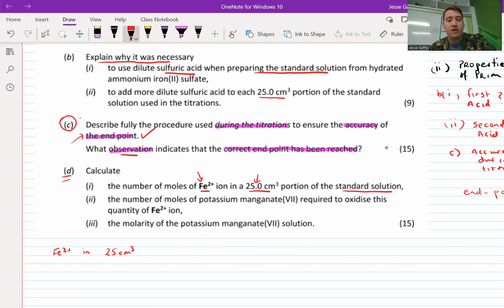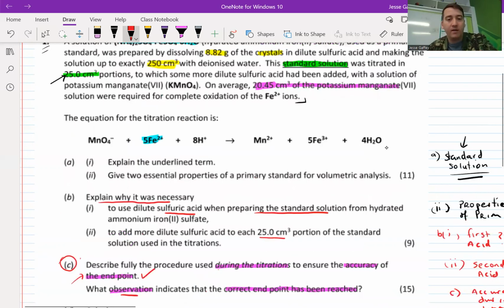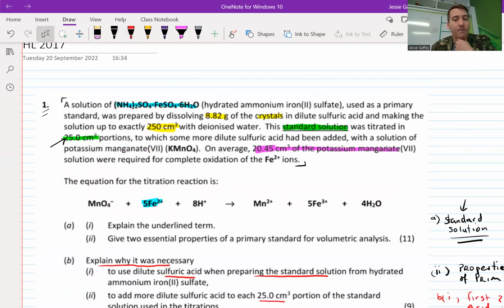And we were told that it reacted with the permanganate. So what we need to do here is find out how many moles of Fe2+ ions were in that solution. Of course, we know that there was 8.82 grams of the crystals and it was made up to 250. And this is for the iron solution. So we can work out the moles in 250 and the concentration in moles per liter. And then we need to find out how many moles there are in 25.